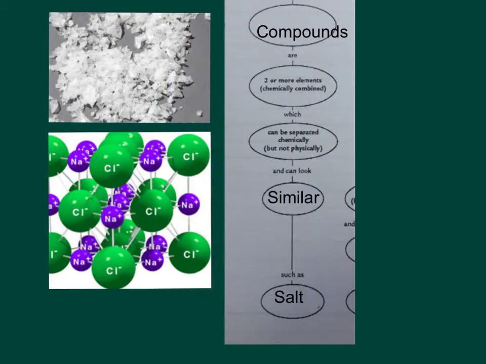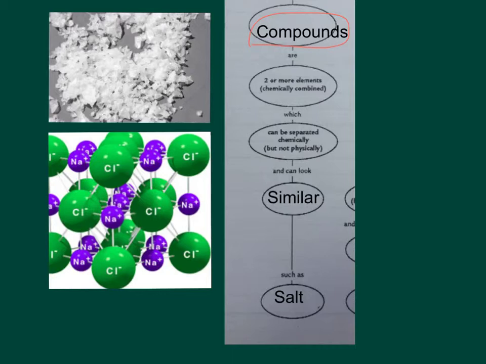The next type of substance we're going to look at are compounds. Compounds contain 2 or more elements that are chemically combined. They're connected by chemical bonds. They can't be separated physically. You can't use a magnet or evaporate a liquid or do anything to physically separate those atoms. They can be separated by a chemical reaction.